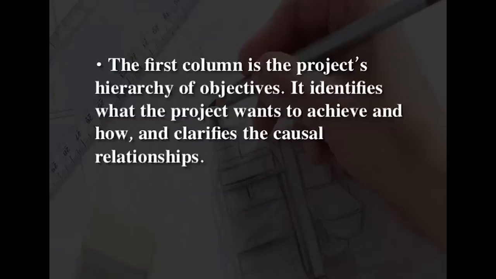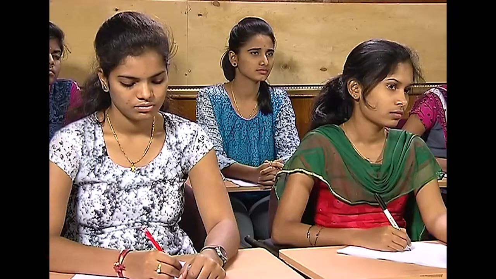The first column is the project's hierarchy of objectives. It identifies what the project wants to achieve and how, and clarifies the causal relationships. Project objectives are achieved by providing the direct recipients with certain outputs. Outputs are produced by a set of activities. The outputs and activities are the means to obtain the objectives.